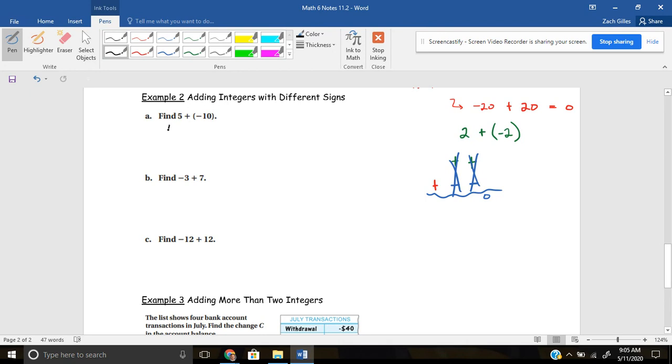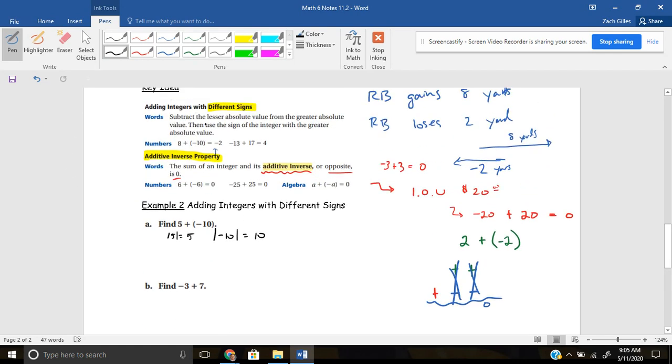So the absolute value of 5 is 5, and the absolute value of -10 is 10. In the hints they gave us up here, they said subtract the lesser absolute value, so the lesser of these is 5, from the greater absolute value. The greater absolute value is 10. So I'm forgetting about my signs for a moment. I'm just going to say, okay, 10 minus 5 gives me 5.